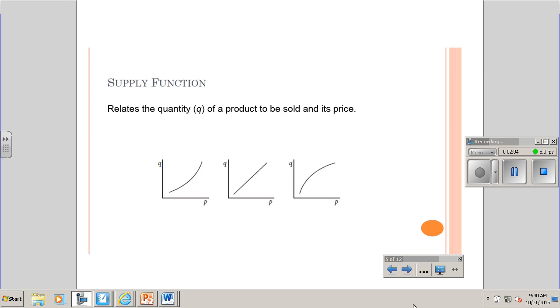So let's look at some supply functions. So here we have 3 different versions. Notice these are all positively correlated. Q is the quantity, and P is the price. Okay. Now with these graphs, if I was to interpret them, as the price increases, the quantity also increases. And it's not always going to be the case, and we'll talk a little bit more, but this is typically how a supply function looks.